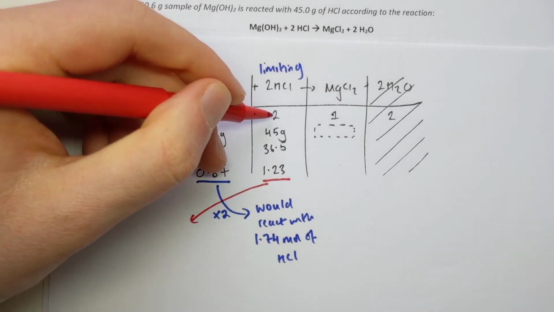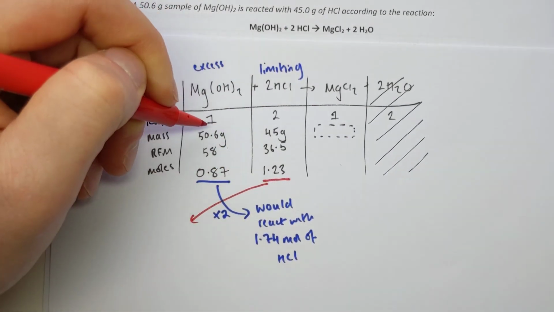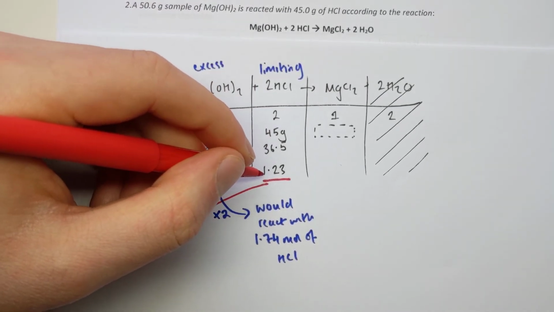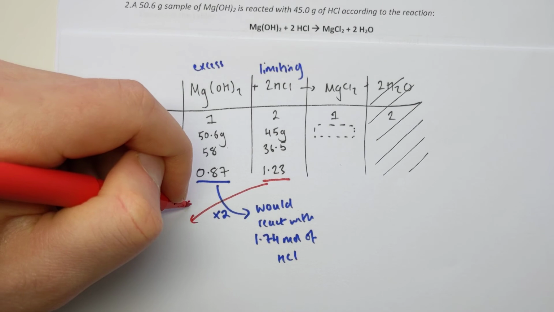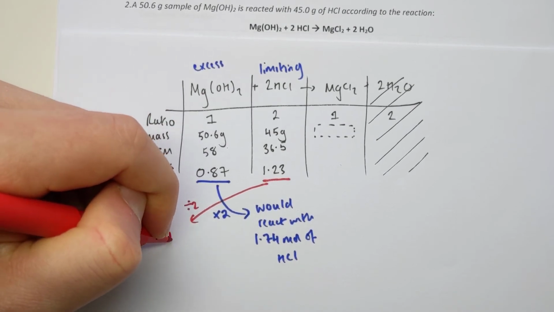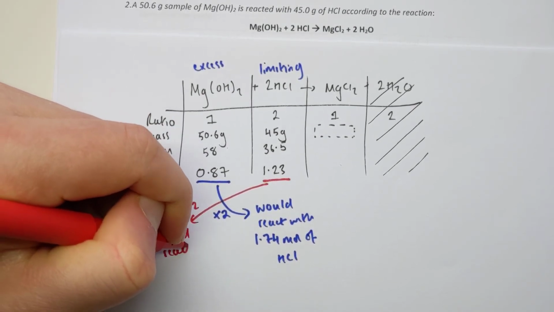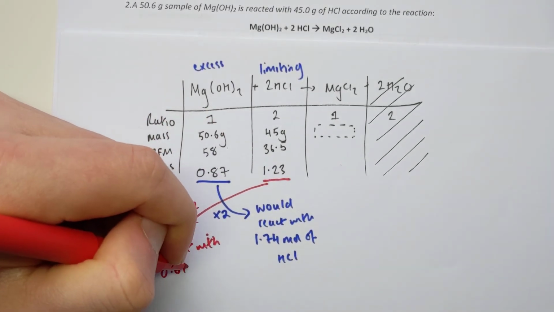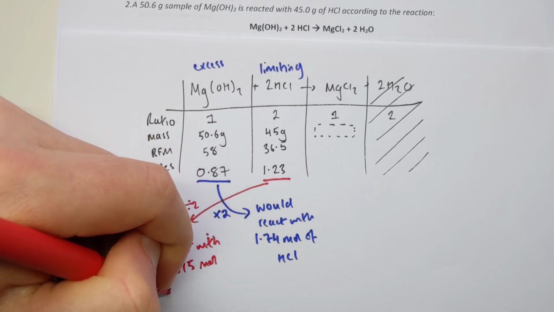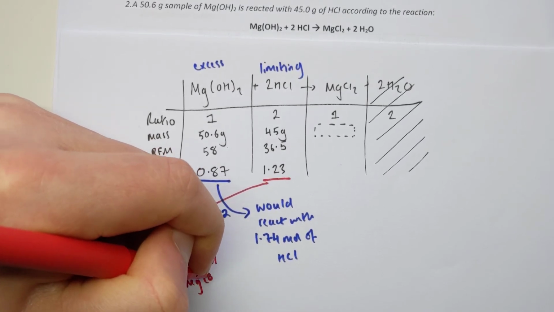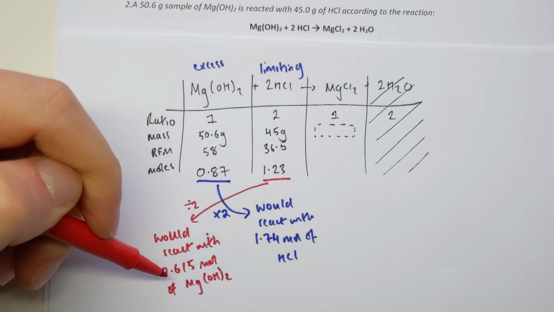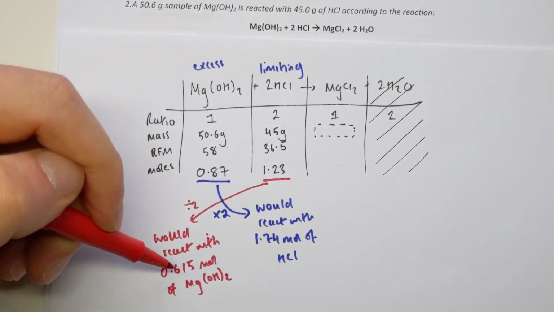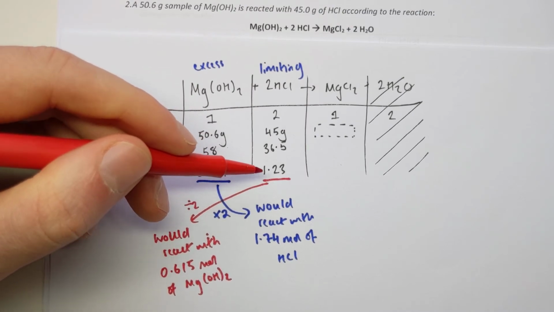In this case, it's a 2-to-1 ratio, so it's half as much Mg(OH)2 as HCl. So if I had this fully reacting, the 1.23 moles of HCl, I'm going to divide it by 2, and that would tell me that it would react with 1.23 divided by 2, 0.615 moles of Mg(OH)2. So let's compare that to what I actually do have. I need 0.615 moles of Mg(OH)2 to fully react with this amount of HCl.